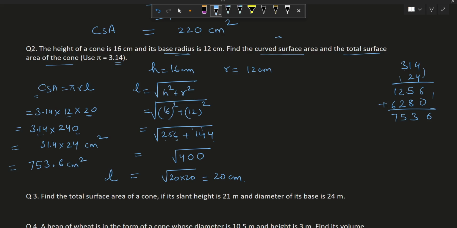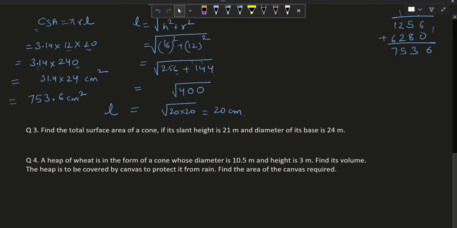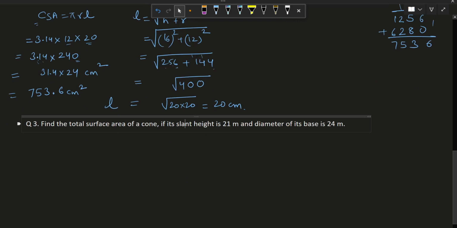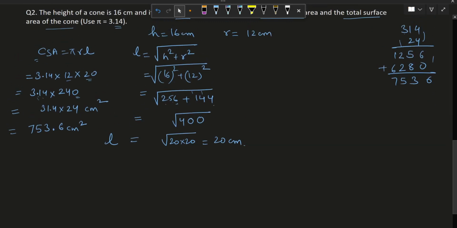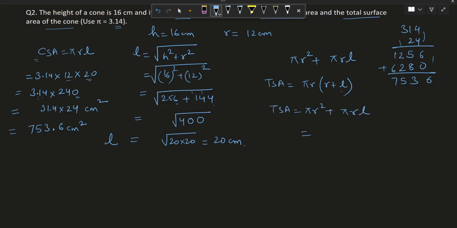Clear? Now let's calculate the total surface area. I'll take more space over here. Okay. So TSA formula, we all know what is that. It is pi r, r plus L. It is also pi r square plus pi r L. We have already calculated this part, so we can directly put the value also instead of doing this part. Okay, so can we do like that? So TSA is pi r square plus pi r L. We already calculated pi r L, so we can write it as this plus.